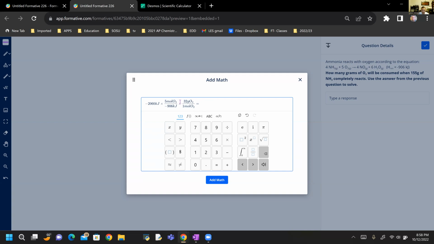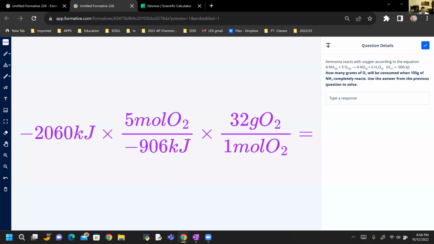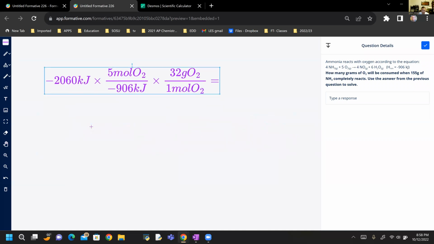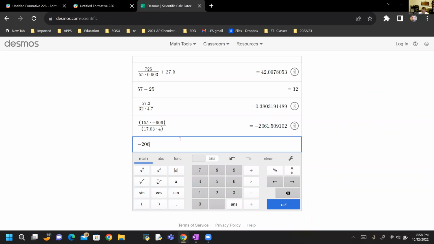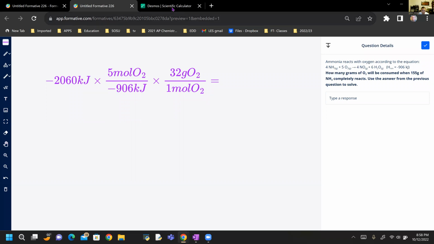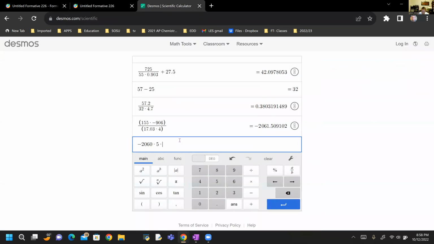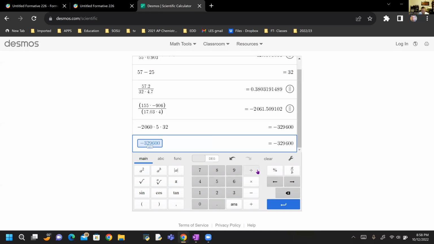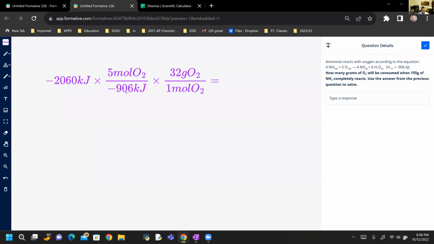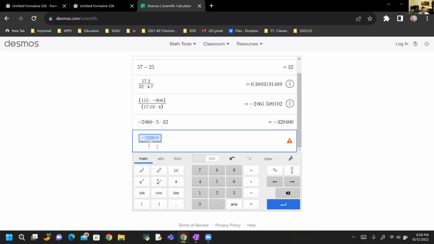And so now we plug this into our calculator. We don't want to make that same mistake we made last time, so I'm going to hit add math. Might even go ahead and shrink this. But I definitely don't want to leave that open and then lose it again. So negative 2060, and then we're going to say times 5 times 32. And because I didn't put parentheses around that, I'm just going to say answer divided by what is in my denominator, negative 906. So negative 906. And sure enough, I get this value here.